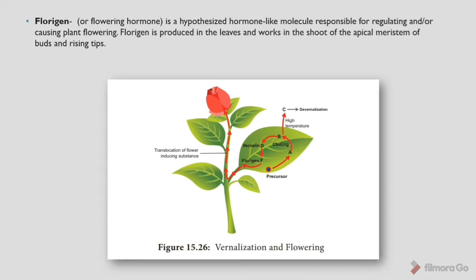Florigen, or flowering hormone, is a hypothesized hormone-like molecule responsible for regulating and or causing plant flowering. Florigen is produced in the leaves and works in the shoot apical meristem of the buds and the rhizome tips.